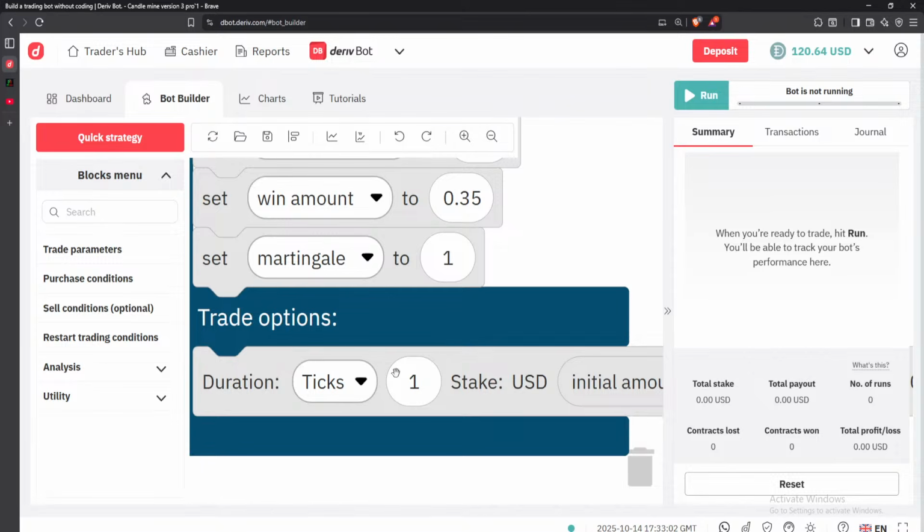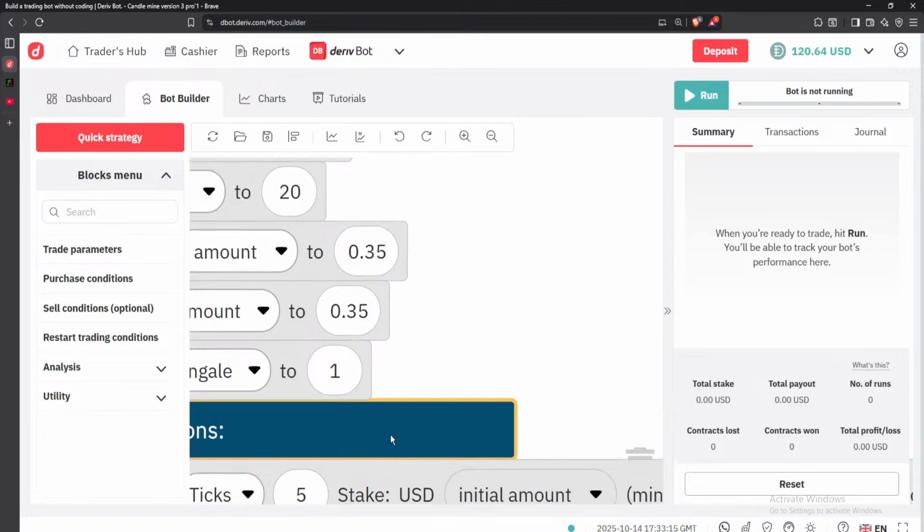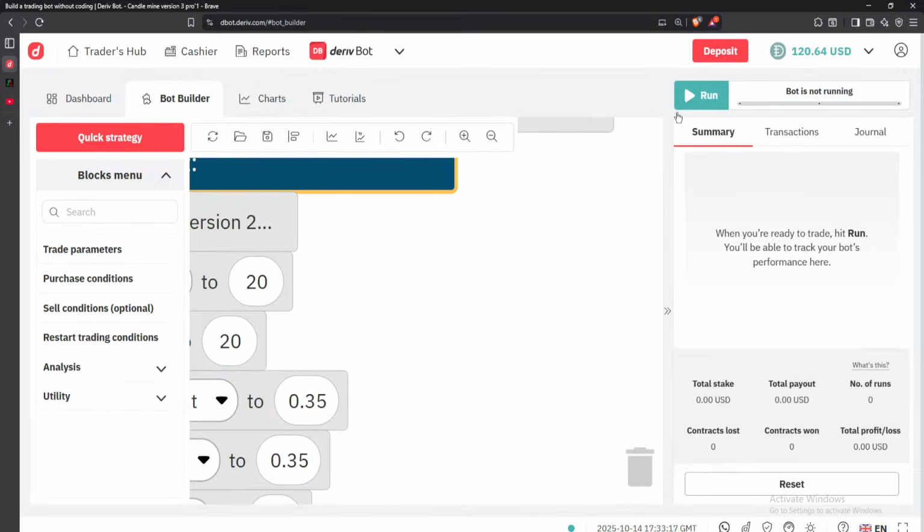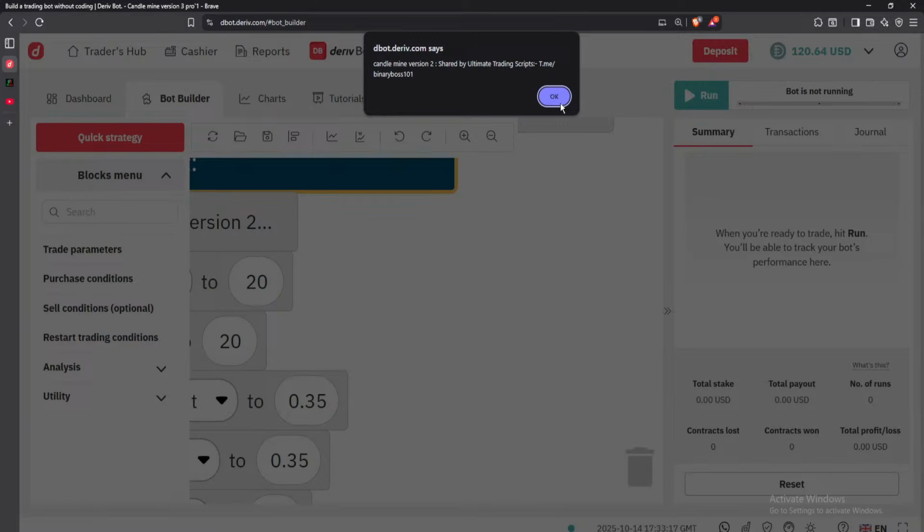Here, ensure the tick section is set to 1. 1 tick. I repeat, 1 tick. It should only be set to 1 tick and nothing more. Some very clever traders come here and put 5 ticks. Let me show you what they do. And then they tell you to press run, and they tell you that the bot will be analyzing the market.